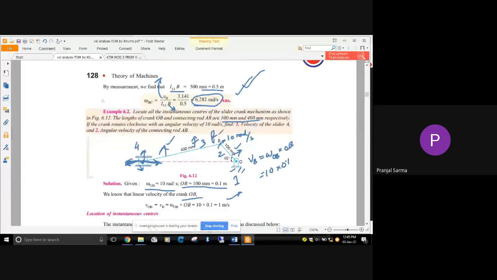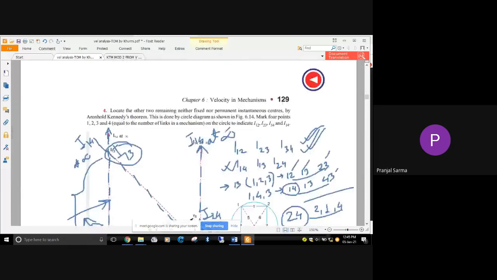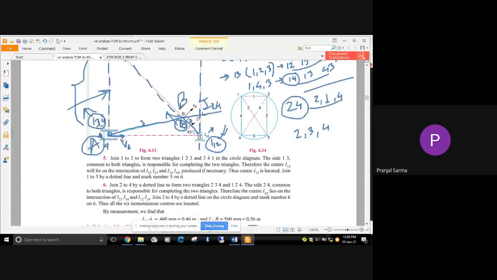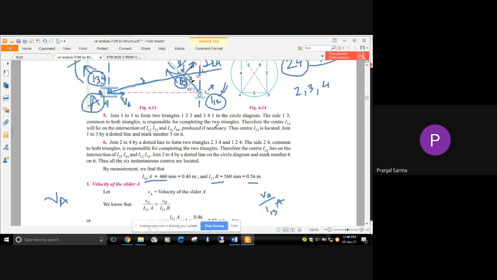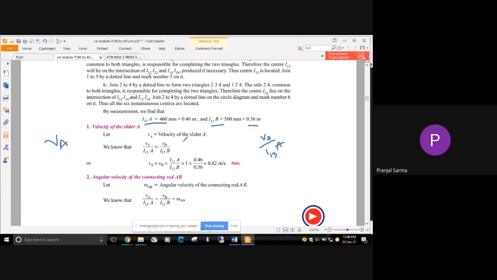So this is the point B that we have. As per our knowledge, the velocity of VB will lie in a direction perpendicular to this link, that is the OB link. So now what can we write? This ratio will be the same: VA by I13A equal to VB by I13B.